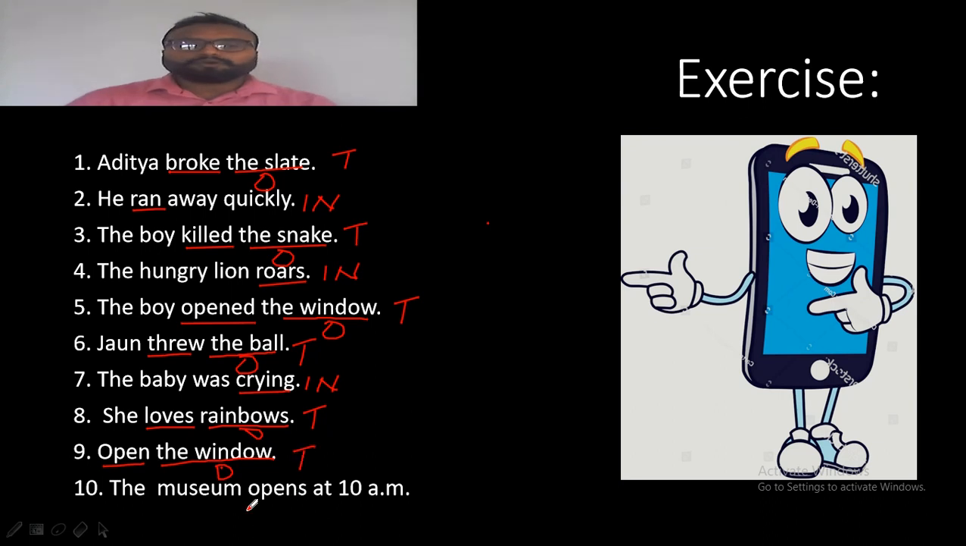The museum opens at 10 a.m. So here again the effect of this verb opens remains limited to the museum only, to the subject only, and therefore it is an intransitive verb. Here opens is an intransitive verb.